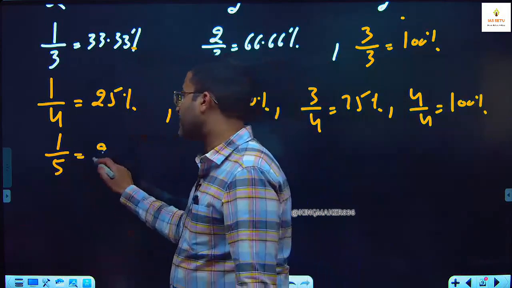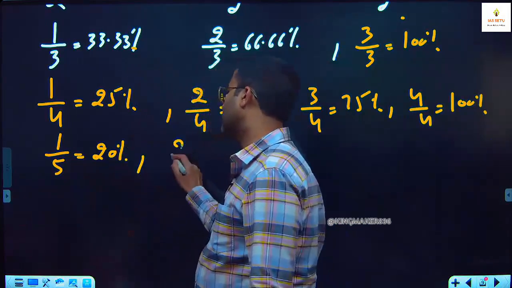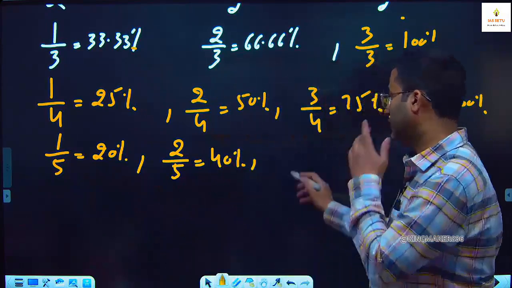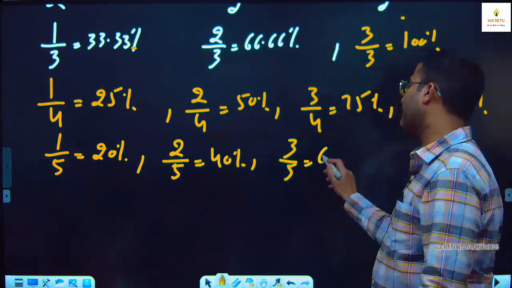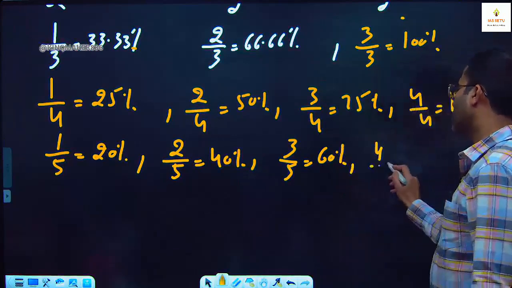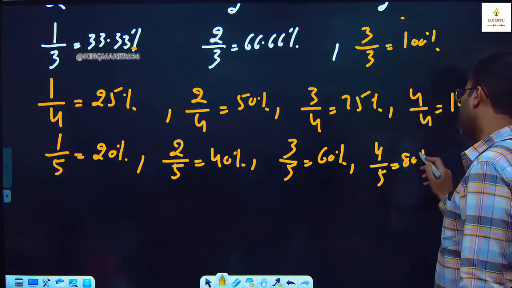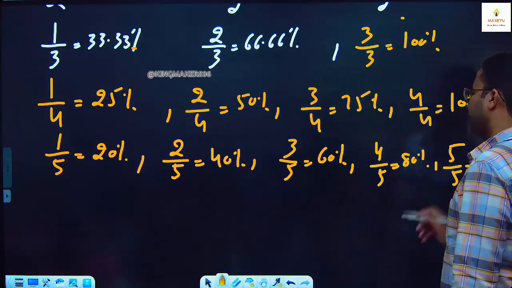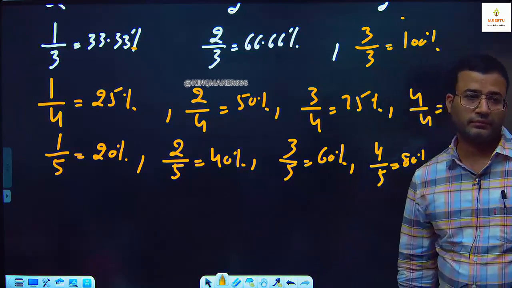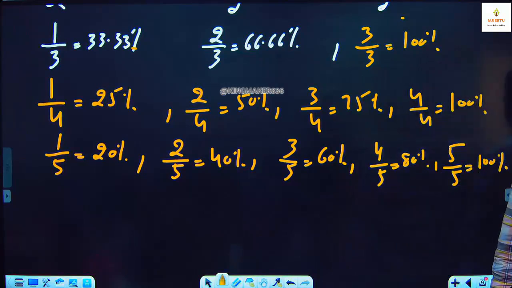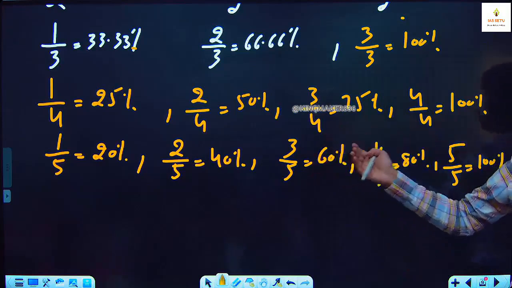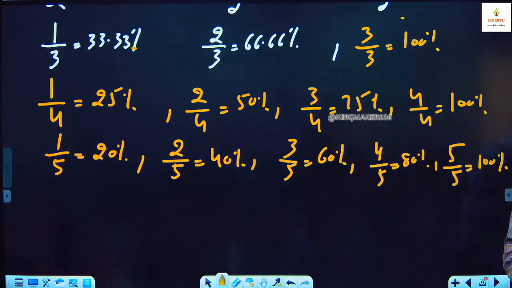1 by 5, 20%. 2 by 5, 40%. 3 by 5, 60%. 4 by 5, 80%. 5 by 5, 100%. Easy, there is a sequence: 20, 40, 60, 80, 100, for 1 by 5, 2 by 5, 3 by 5, 4 by 5, 5 by 5.